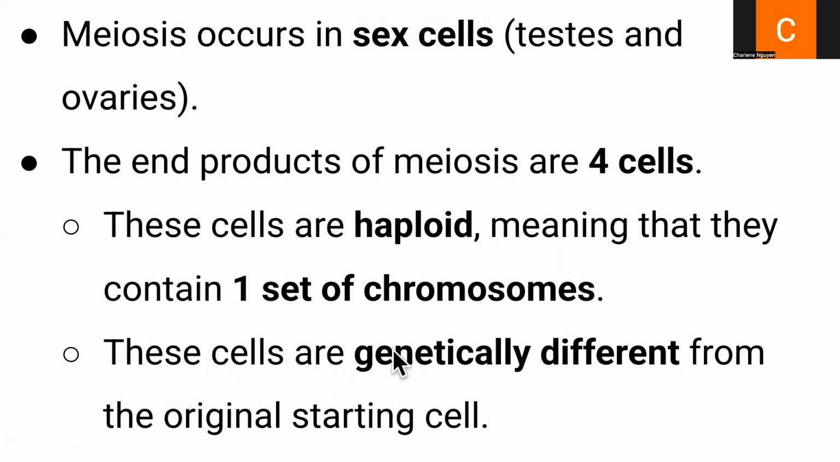And these cells are not genetically identical, but genetically different, which means the DNA is different from the original starting cell. So all 4 cells created at the end of meiosis contain different DNA than the original starting cell. That tells you that all the sperm and all the eggs in your body are genetically different, which makes sense because when you have a kid, you're not going to have clones of you, or clones of the kid itself.